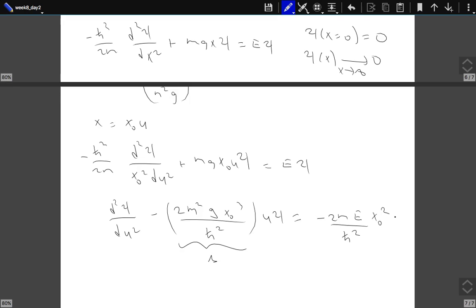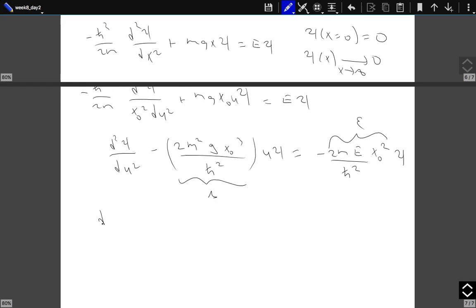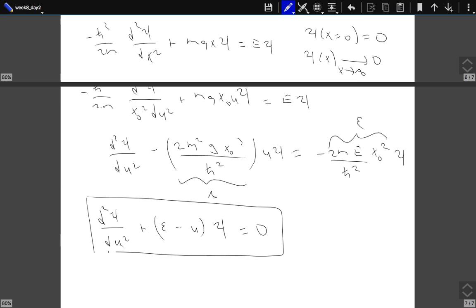Let me call this coefficient epsilon. So d squared psi by du squared plus epsilon minus u, psi is equal to 0. This is the equation that we are trying to solve. And the energy of my system is just h bar squared over 2m x0 squared times epsilon.